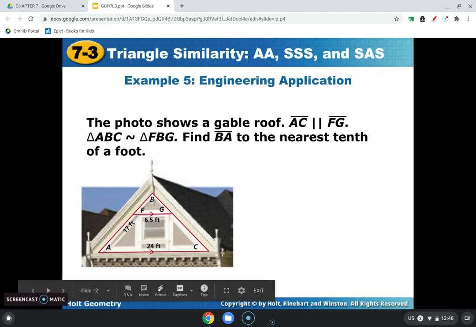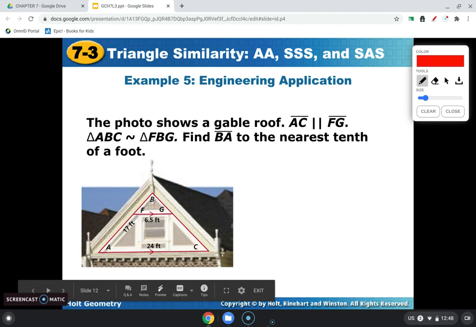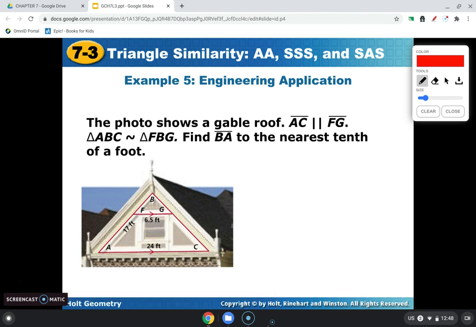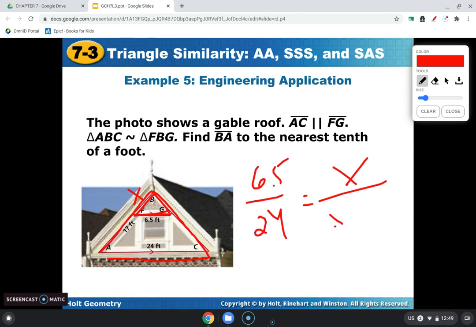Okay. The photo shows a gable roof. AC is parallel to FG. Find BA to the nearest tenth. Now you got to make sure again that you are thinking in big triangle here. So this triangle and that is a triangle. Okay, so we're trying to find BA, so we have to find BF, which would be x first. So we can say 6.5 over 24 equals the short side, which would be x, over the whole thing, which would be x plus 17.